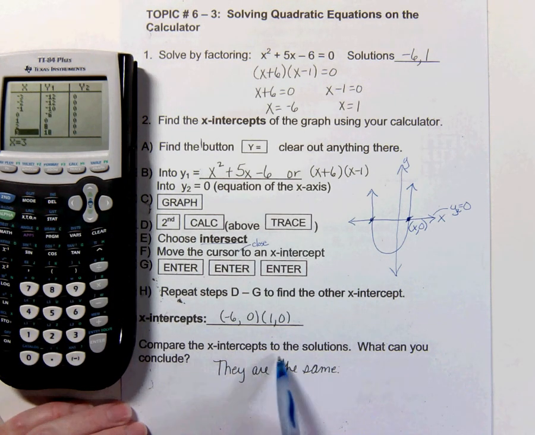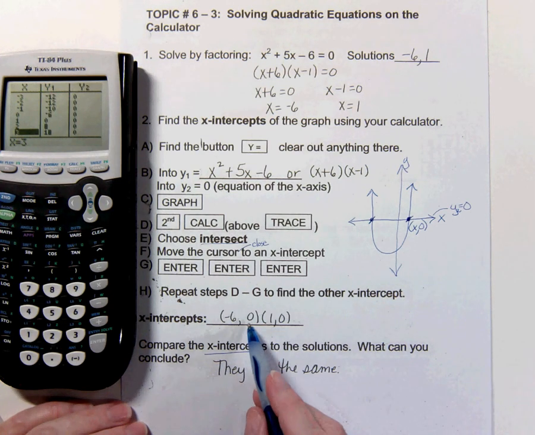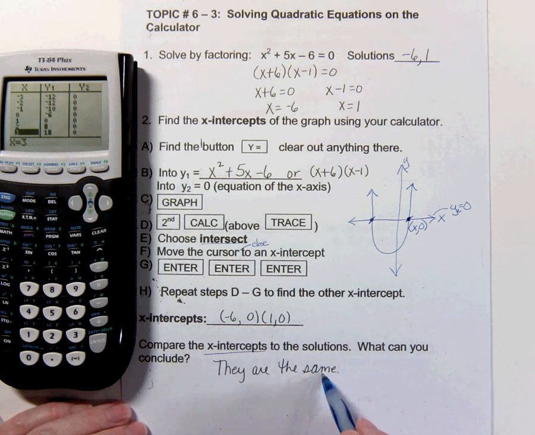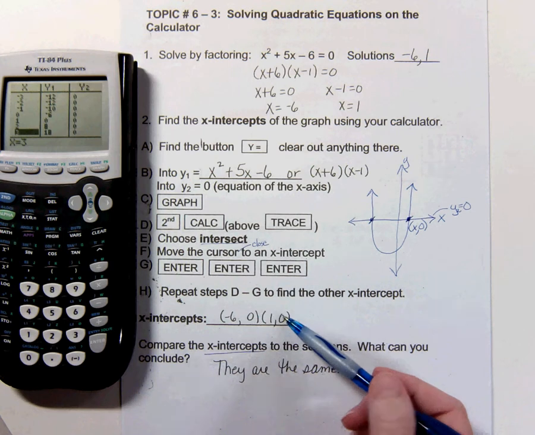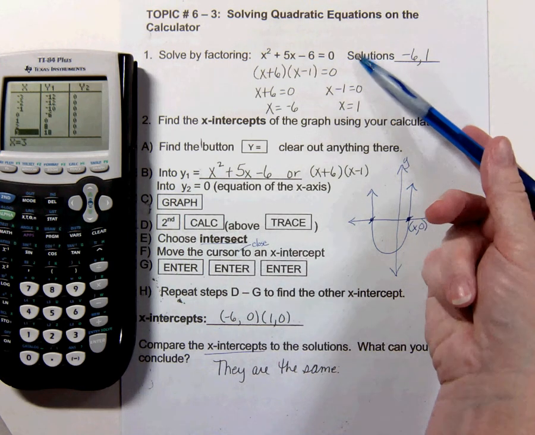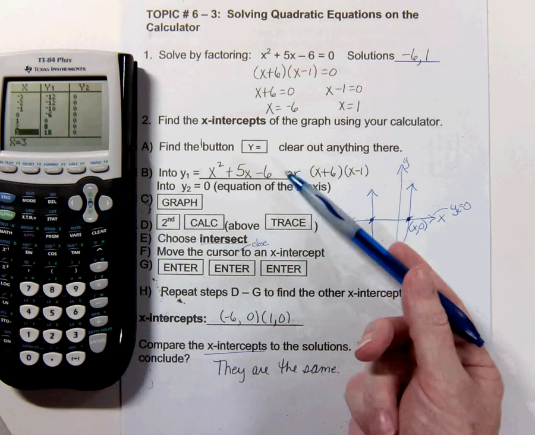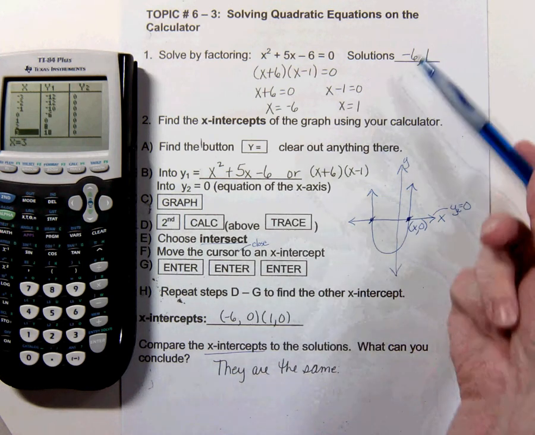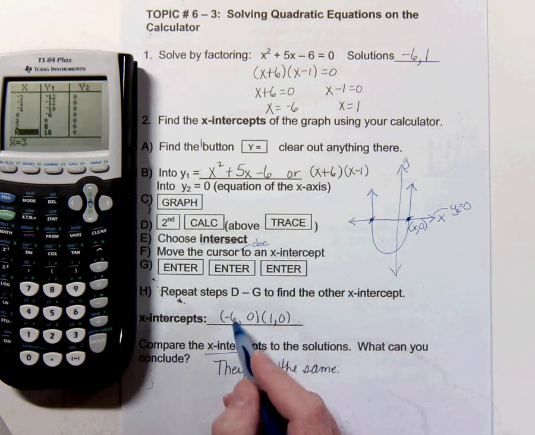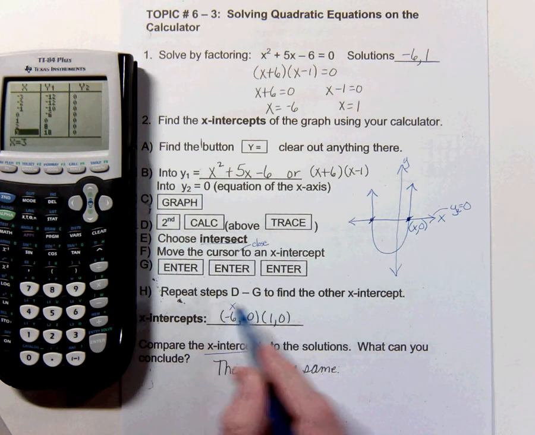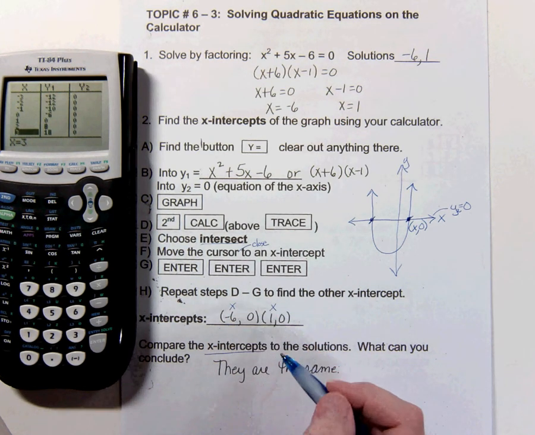So compare the x-intercepts to the solution. What can you conclude? The x-intercepts and the solutions to this problem, and then putting it in a calculator, you'll notice that they're the same. We're still getting the x values to be -6 and +1.